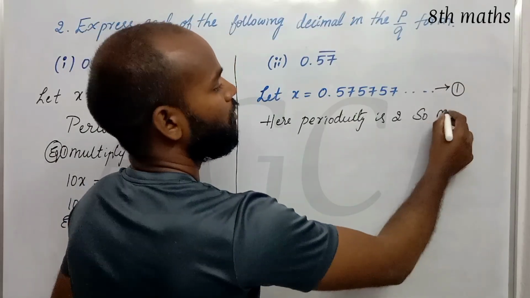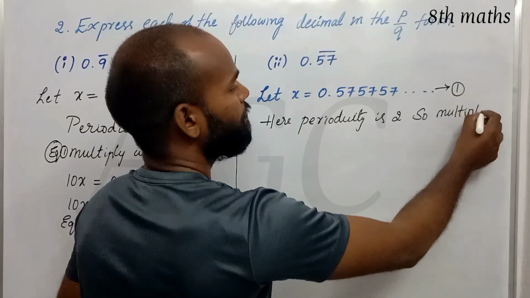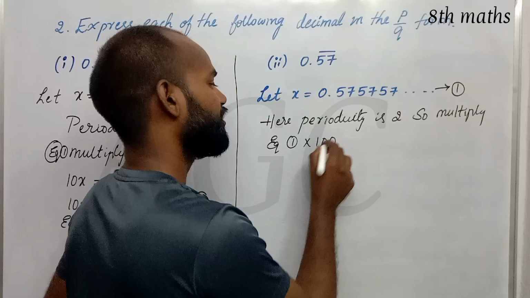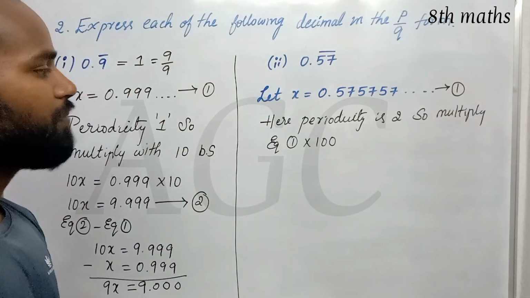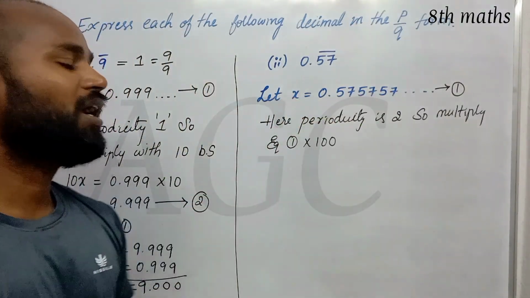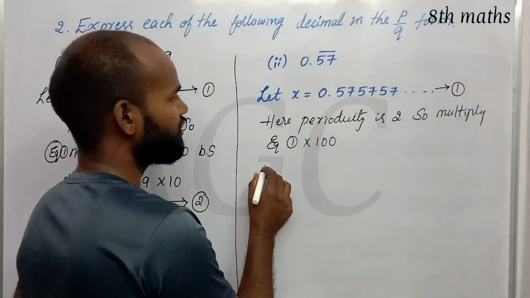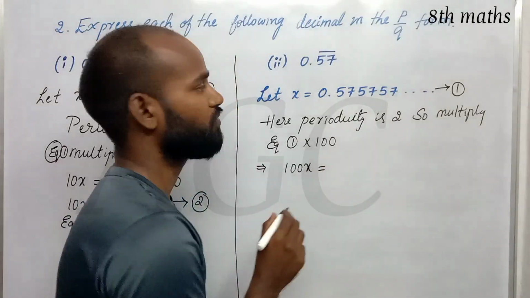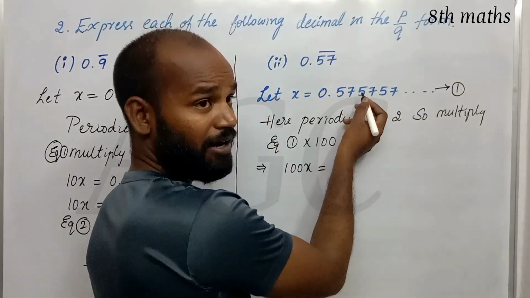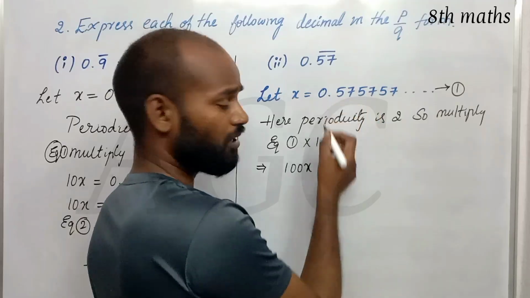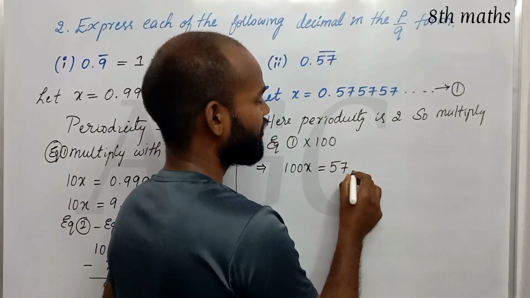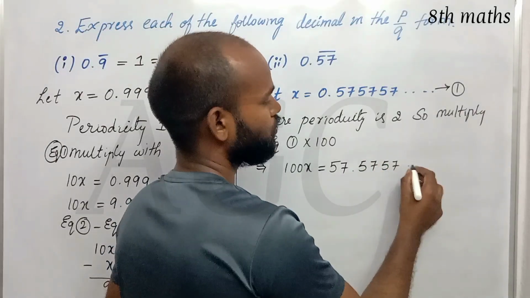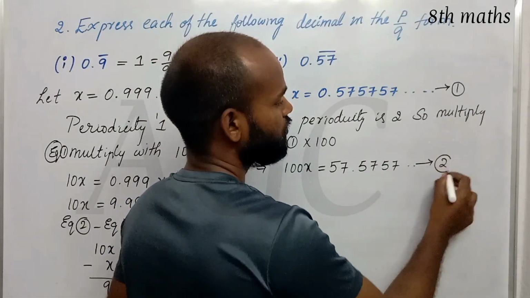So multiply equation 1 with 100 on both sides. Then we will get that 100x is equals to, so if I multiply 100 to this number, then the 2 digits will come forward. 57 in point 5757 and so on. This is the equation number 2.